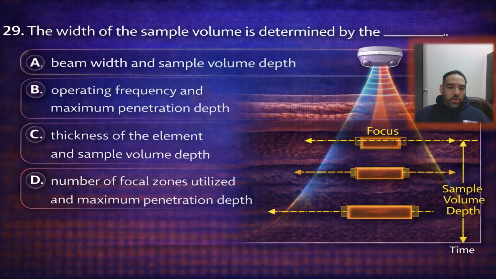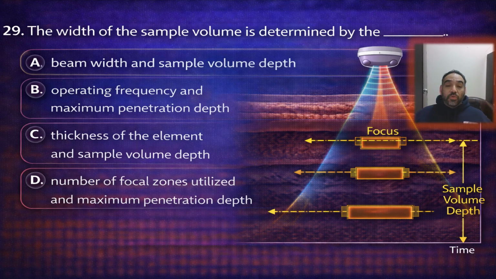All right, moving on to the next question. The width of the sample volume is determined by the blank. Answer A says beam width and sample volume depth. Answer B says operating frequency and maximum penetration depth. C says thickness of the element and the sample volume depth. And D, the answer is number of focal zones utilized and maximum penetration depth.